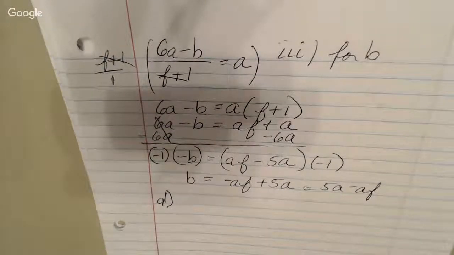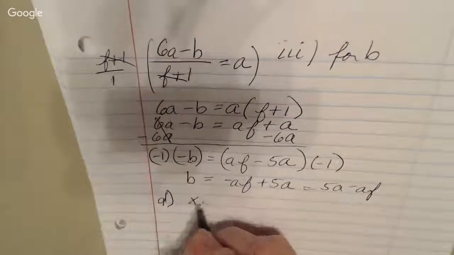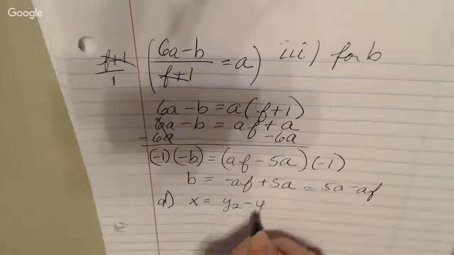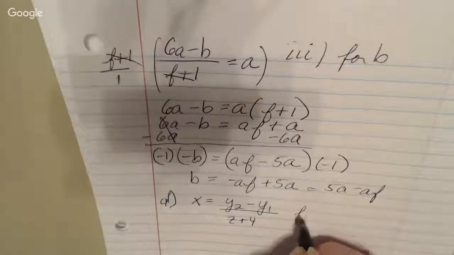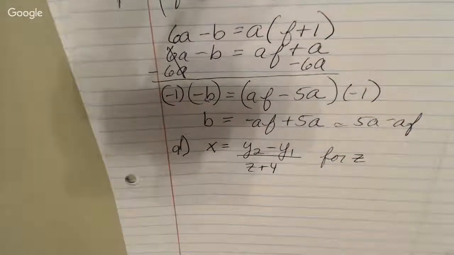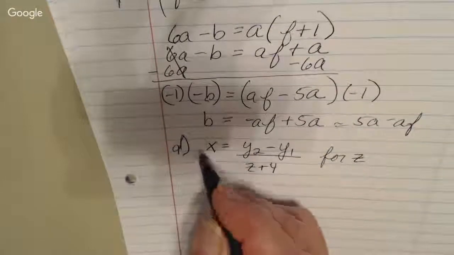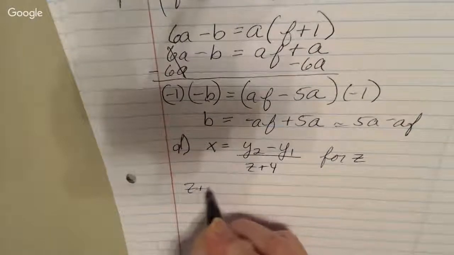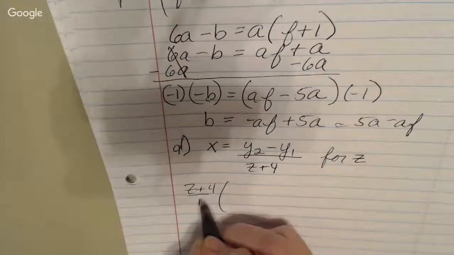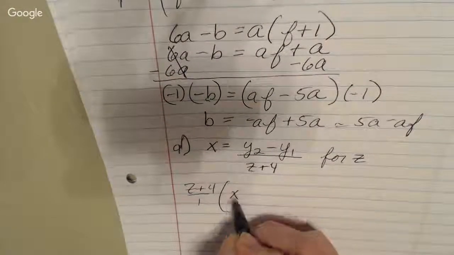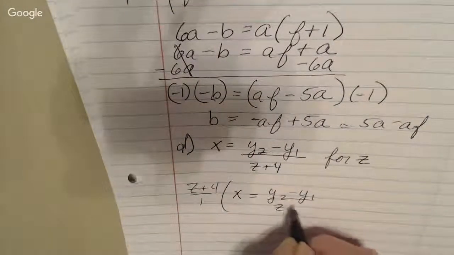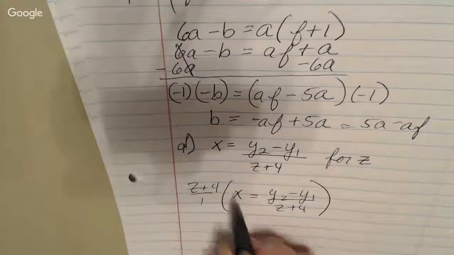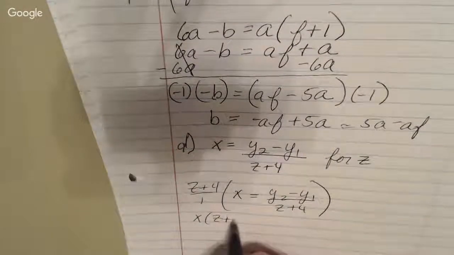And we're going to solve x equals y2 minus y1 over z plus 4. We're going to solve for z, so we want to get z by itself. Again, a fraction. We're going to multiply everything by z plus 4 over 1. That's x equals y2 minus y1 over z plus 4. Well, here it's just x times the z plus 4.